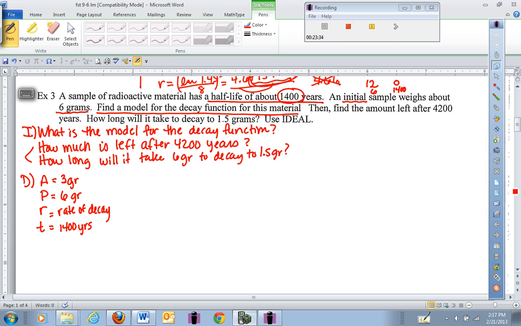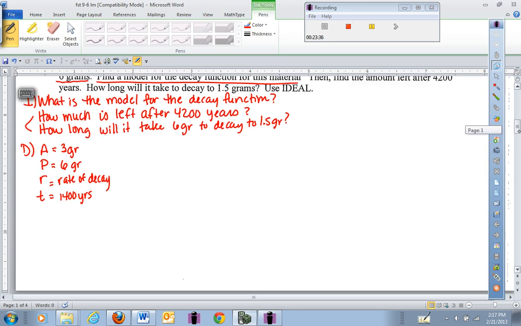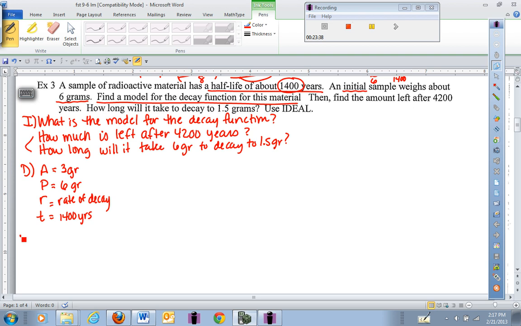And so now we want to come up with the model for any amount that would be left. Okay? So we're going to take this information and write our equation. Our equation is going to say I have 3 grams left after starting with 6 grams, e to the 1,400 r, because I need to know what the rate is. I'm going to divide by 6.